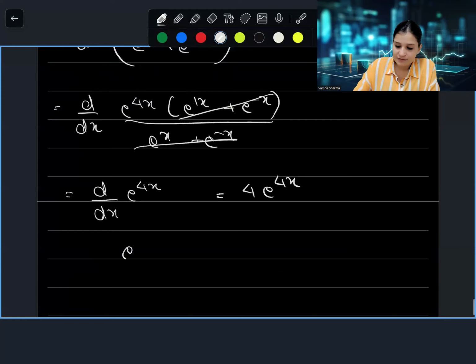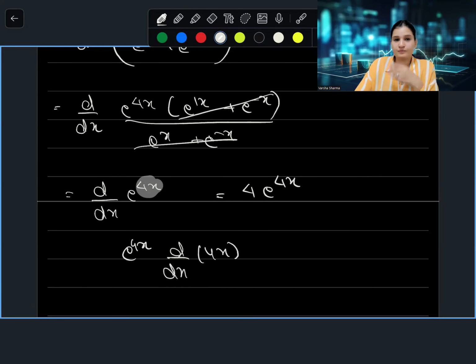The differentiation of e to the power x is e to the power x, but instead of x, we have 4x, no? Into differentiation of 4x, which is 4.